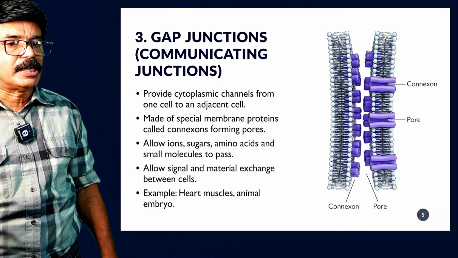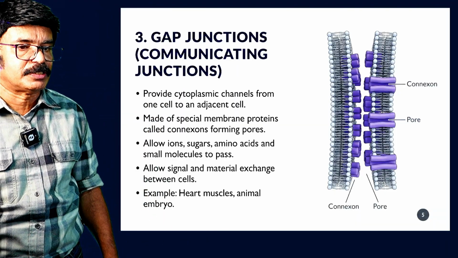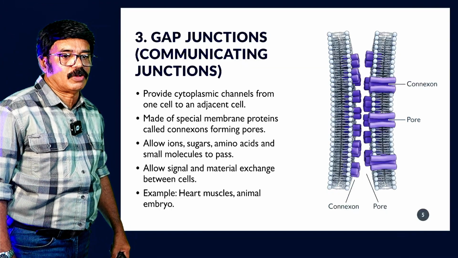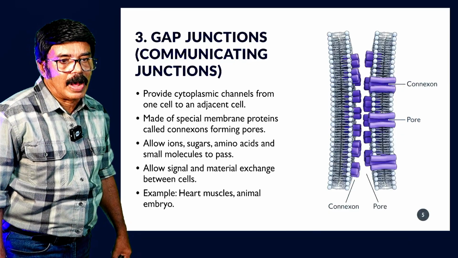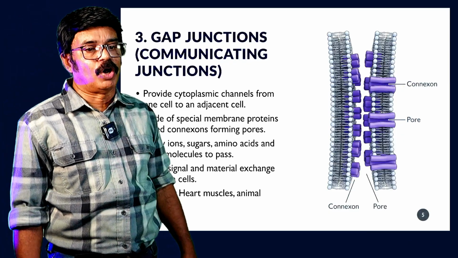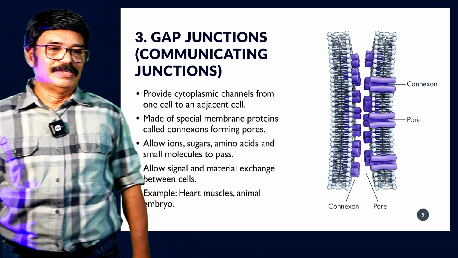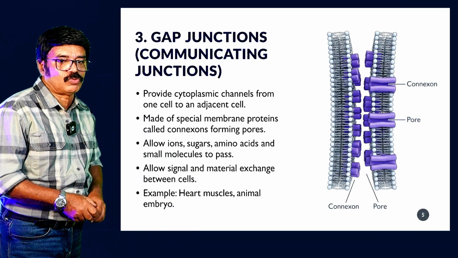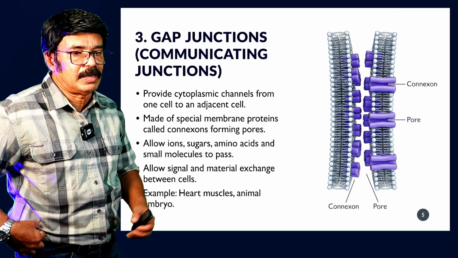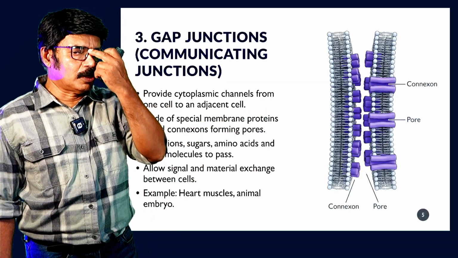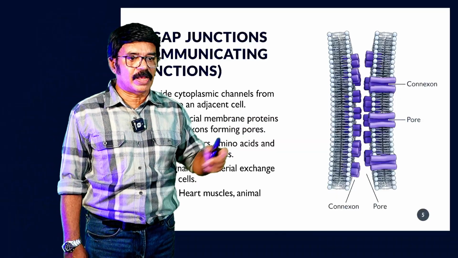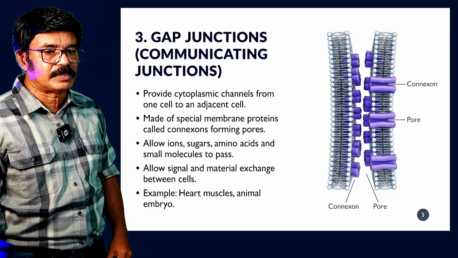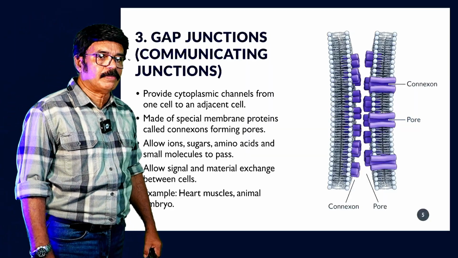They provide cytoplasmic channels from one cell to an adjacent cell, made of special membrane proteins called connexins forming pores. They allow ions, sugars, amino acids, and small molecules to pass. So the passages are really small. They allow signal and material exchange between cells. When you think about hormones, they are clear signals. Example: heart muscles and animal embryo.